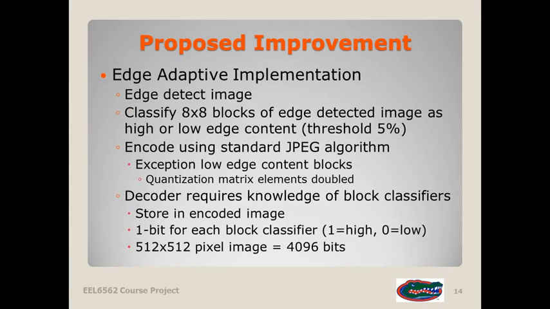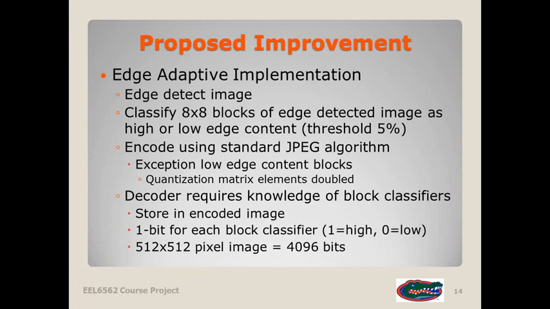The implementation of the edge adaptive method started with an edge detected image. Then the 8x8 blocks in the image were classified as either high or low edge content. For this implementation, a threshold of 5% was used to define the difference between high or low edge content. Then we encode the image using a standard JPEG algorithm.